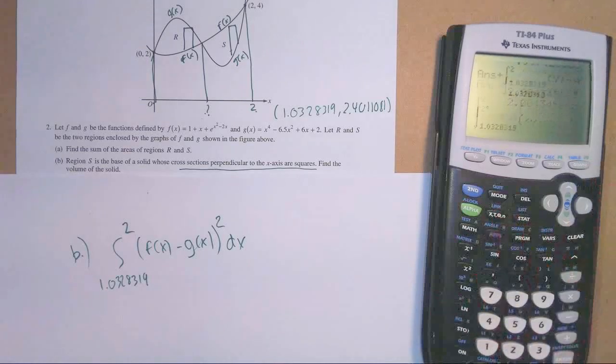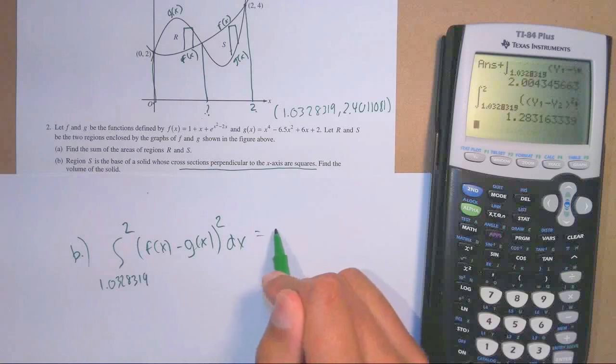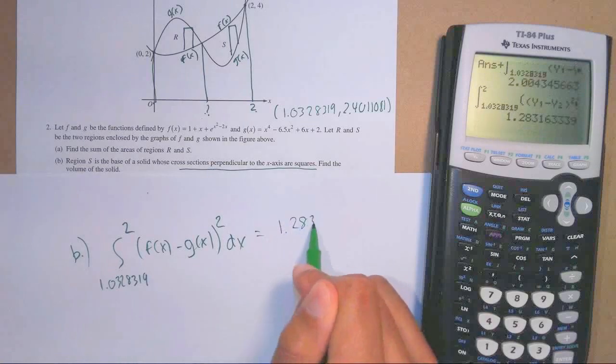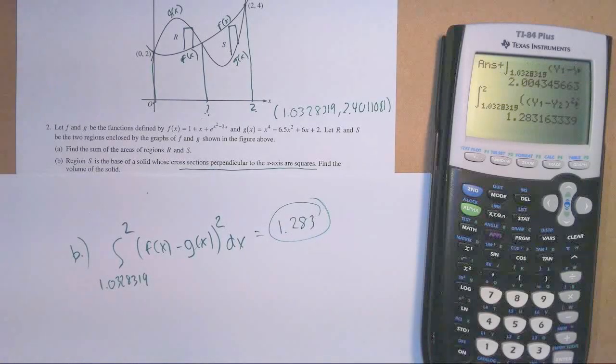Press enter, and you're going to get an area of 1.283 when you round to 3 decimal places, and that's a cross section of a square. Cross sections sometimes are a little bit difficult, but you have to remember the image. Sometimes they give you a triangle, sometimes an equilateral triangle. You just have to be careful.